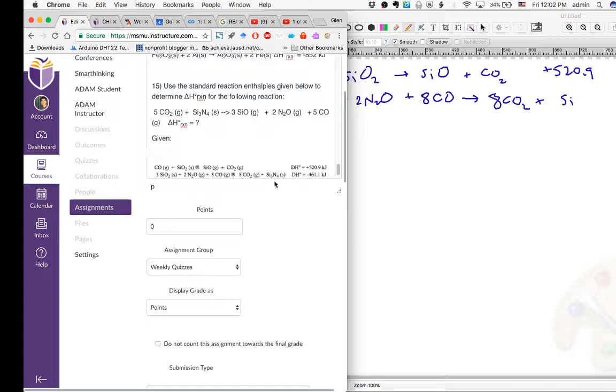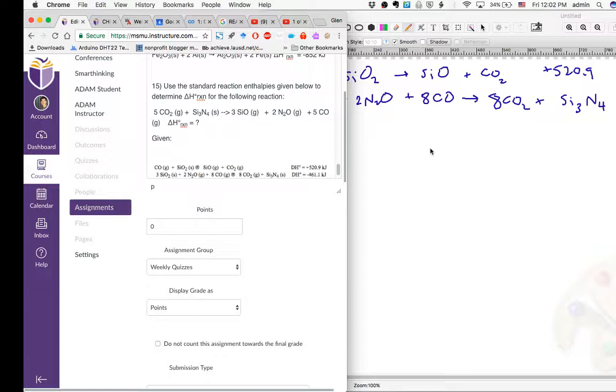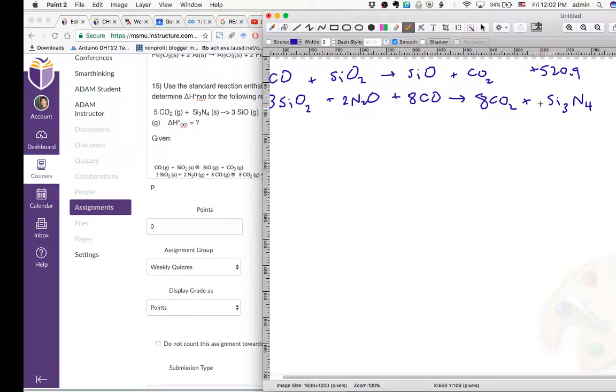Forgot that last compound. Si3N4. Silicon nitride. Okay. Oh, the enthalpy change? Negative 461.1. Silicon is a metalloid. That's kind of an interesting compound there.